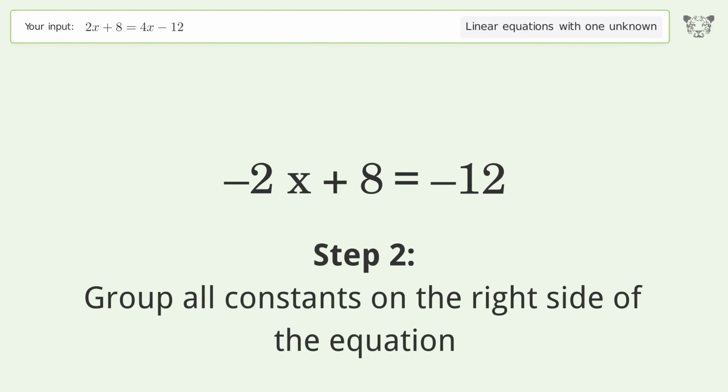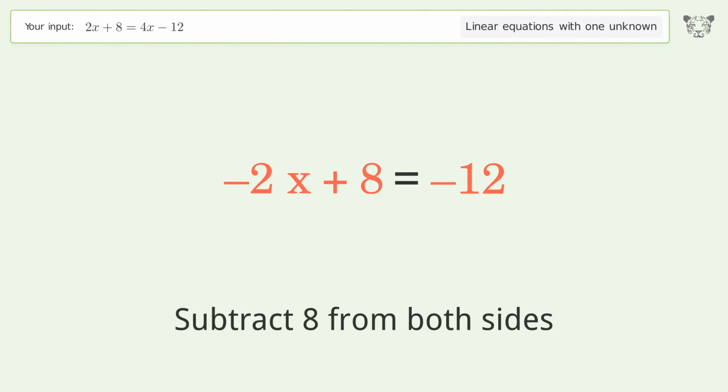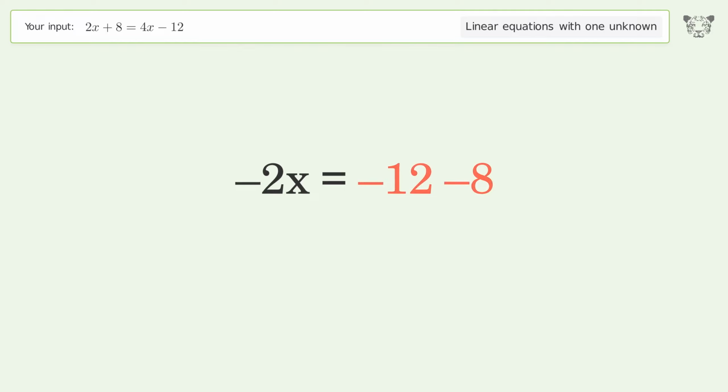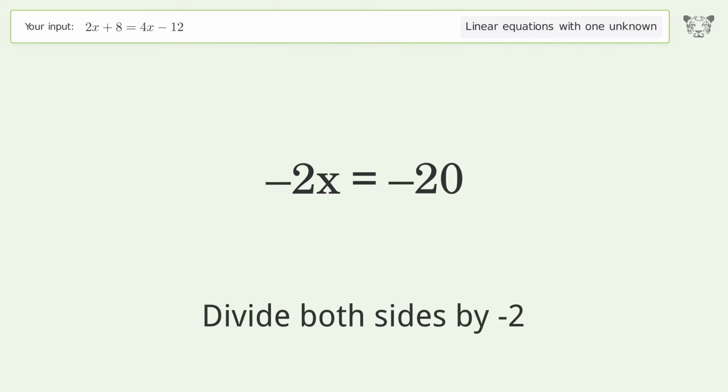Group all constants on the right side of the equation. Subtract 8 from both sides. Simplify the arithmetic. Isolate the x. Divide both sides by -2.